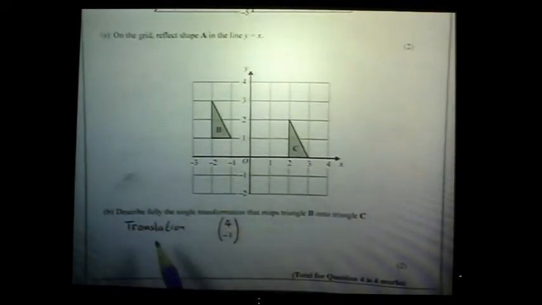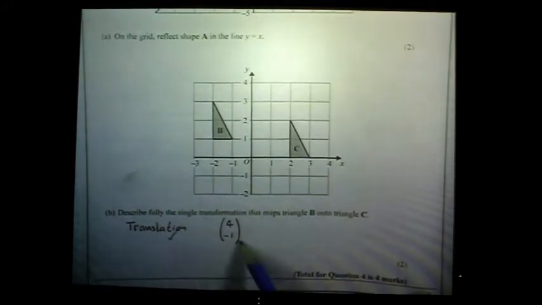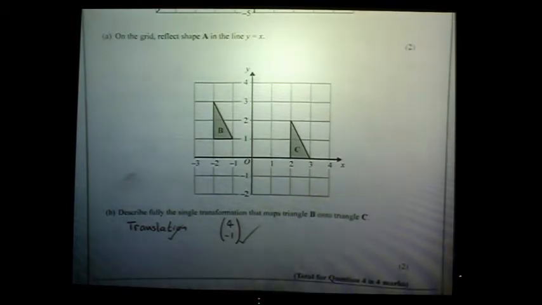The one down the bottom, describe the transformation. It's been translated, or as a translation of (4, -1). You get 1 mark for that, 1 mark for that. You should be able to recognise it's been translated.